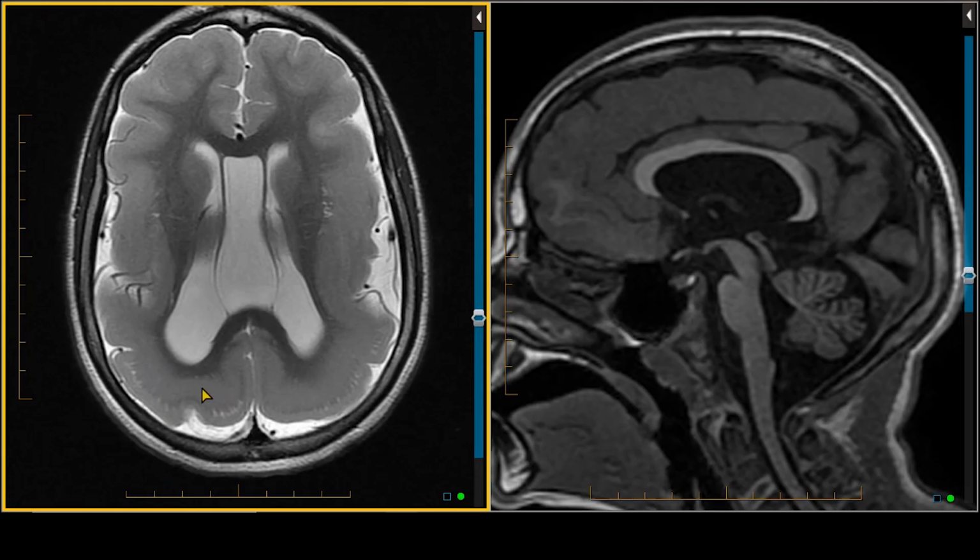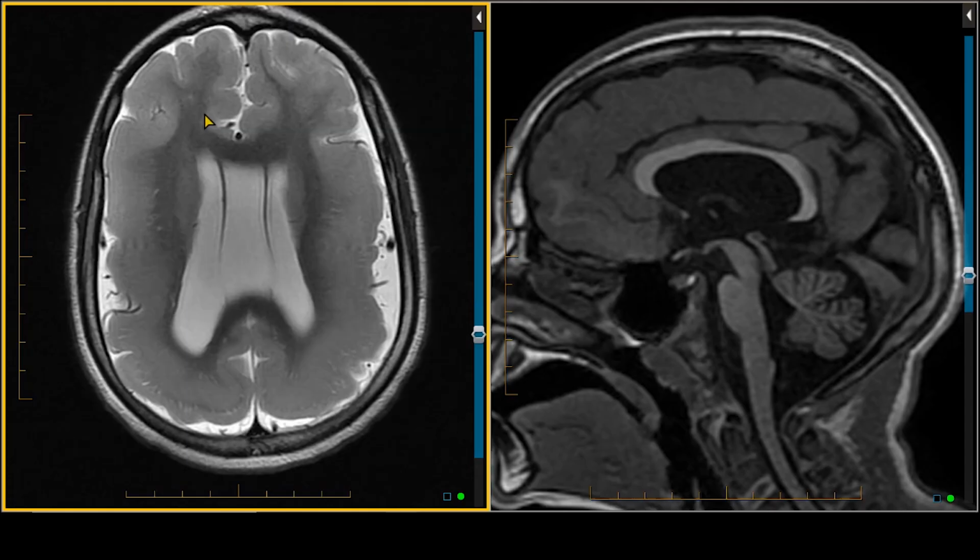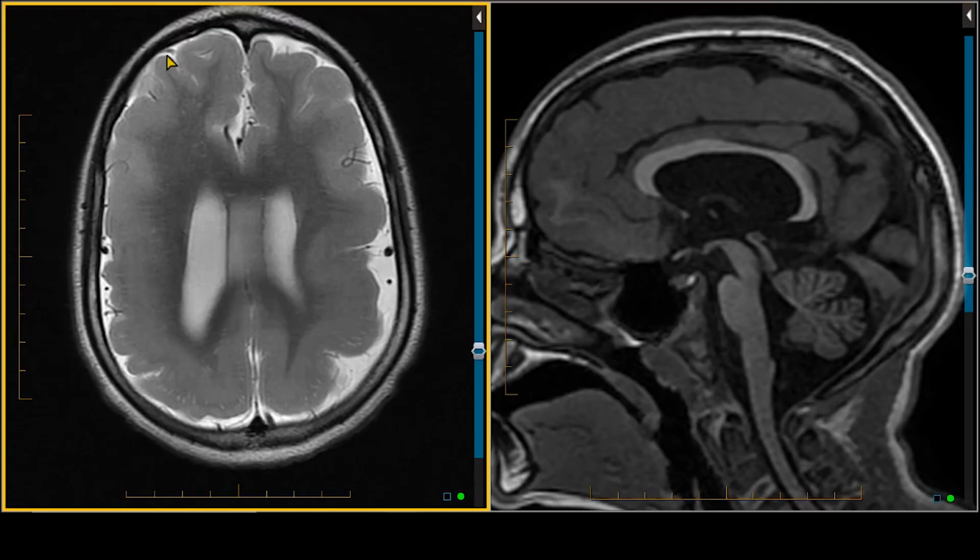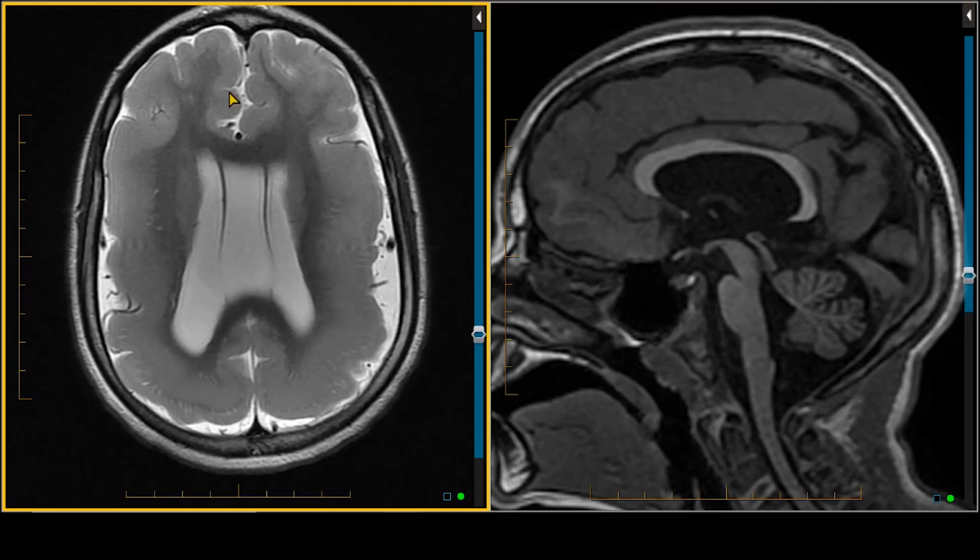Now, in contrast to the first case we saw of Lissencephaly with band-type heterotopia, in this individual we don't have band heterotopia in the frontal lobes, and we have a more normal sulcation pattern in the frontal lobes. So this is a posterior predominant involvement of the Lissencephaly with band-type heterotopia.